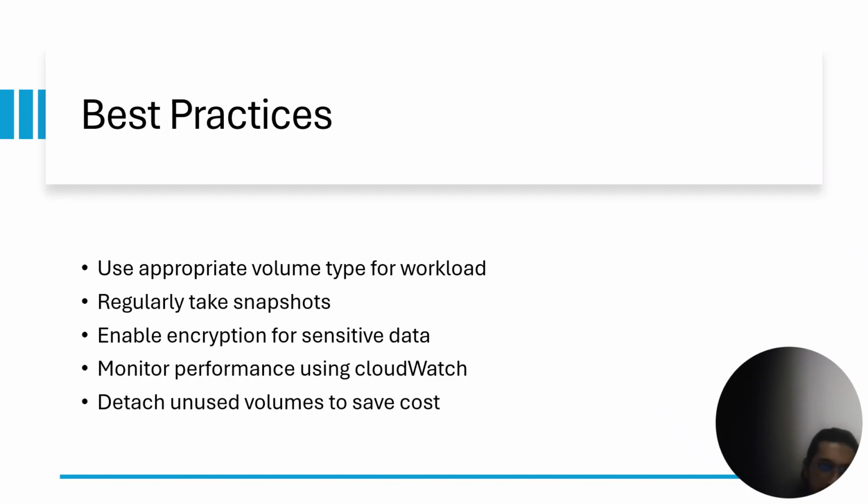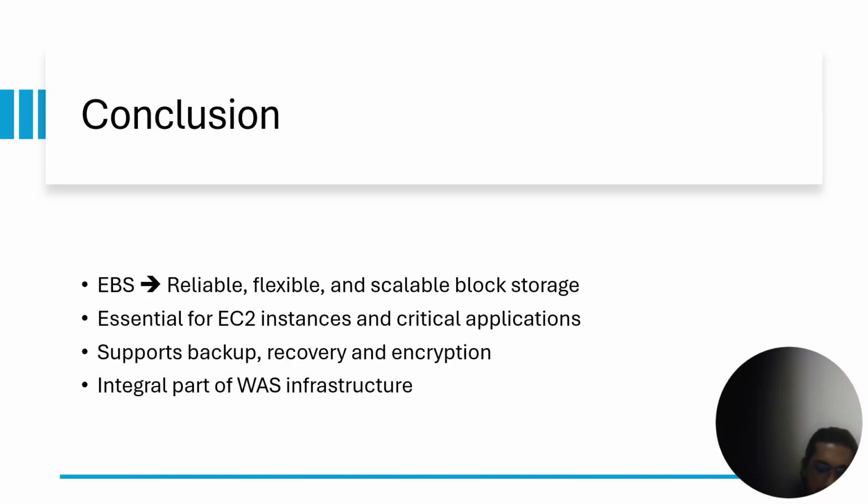Okay, there are some best practices for AWS EBS. While working with EBS, always choose the right volume type for your workload. For example, GP3 for general workloads and IO2 for databases and heavy work. So make sure that you choose wisely. Make sure to schedule regular snapshots and enable encryption for sensitive data. You can monitor the performance using Amazon CloudWatch, and finally, delete unused volumes to avoid unnecessary cost.